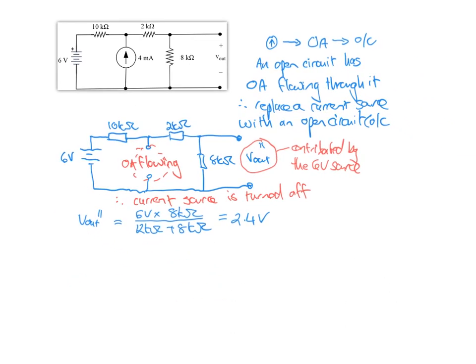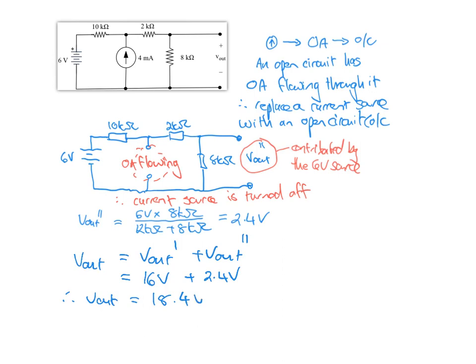And now remember that V out is equal to V out dashed plus V out double dashed. And remember we said that V out dashed was 16 volts. And we've just calculated V out double dashed, and that is 2.4 volts. So V out is equal to 18.4 volts.